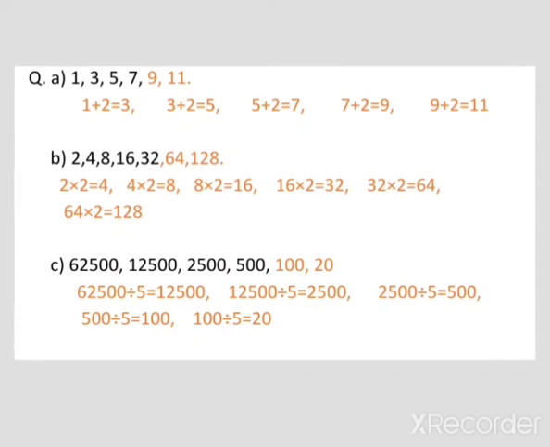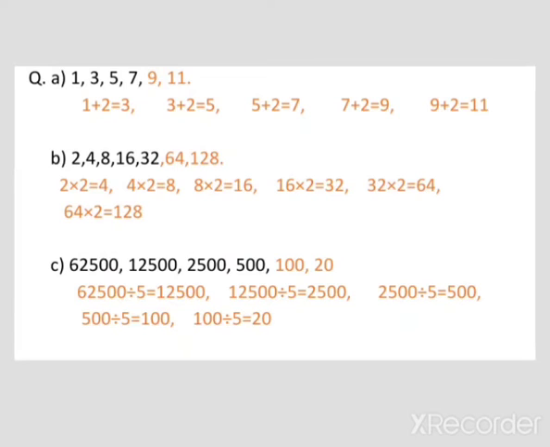Firstly, check how much the difference is between each number. Like in 1, if we add 2, we'll get 3, and again in 3 we add 2, we get 5. Then after adding 2 to 5 we'll get 7, then 7 plus 2 is 9, 9 plus 2 is 11. So we can say that in this series we are adding 2. So after adding 2 we will complete the series.